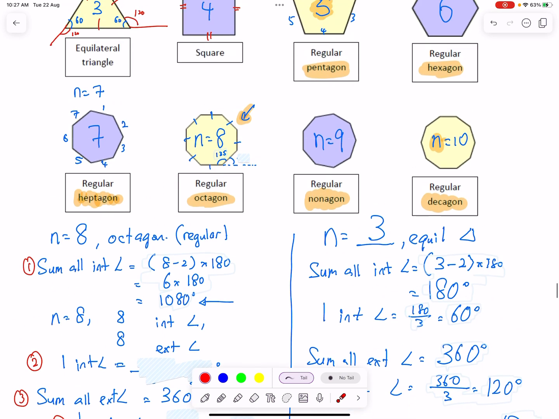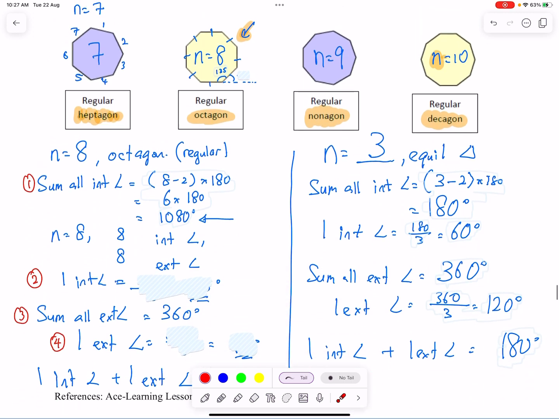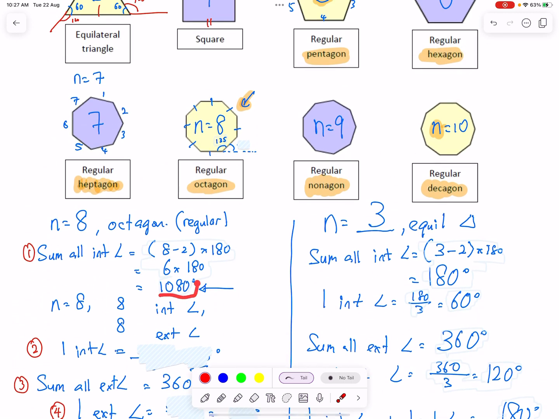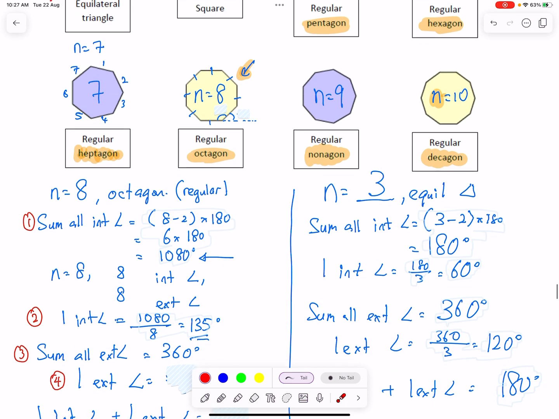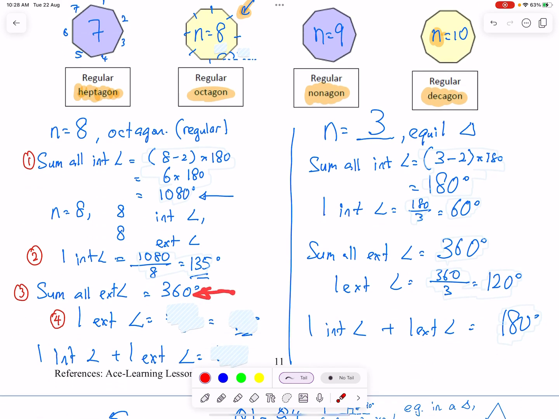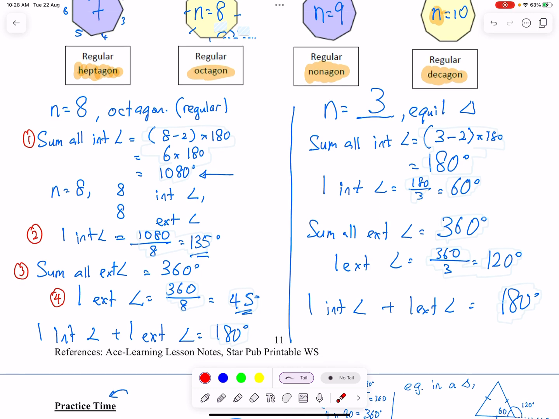Now let's take a look at the octagon. We have seen that for the whole octagon, the sum of the interior angles is 1080, and if I want to find just one, I know that n equals 8. There are 8 interior angles and 8 exterior angles. So for one interior angle, I'll divide by 8 because it's a regular polygon and every angle is the same. The sum of all exterior angles I know is 360. If I just want one of them, I'll say it's just 360 divided by 8, and it is equal to 45. And one interior plus one exterior is 180.